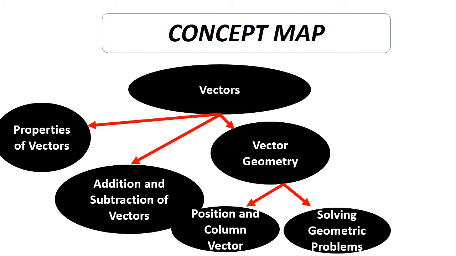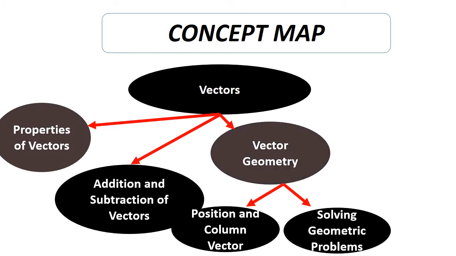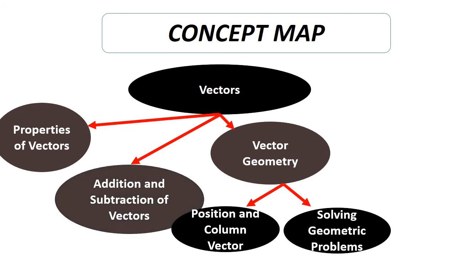The way this topic is going to be delivered is we're going to split it into two videos. In the first video, which is this one, we're going to take a look at properties of vectors, or introduction to vectors. Then we'll also take a look at vector geometry, which is how to deal with vectors on graphs. Then we'll end with addition and subtraction of vectors. In the next video, we're going to take a look at two types of vectors, which are called position and column vectors. Then we'll finish with solving geometric problems, which come in paper 2.